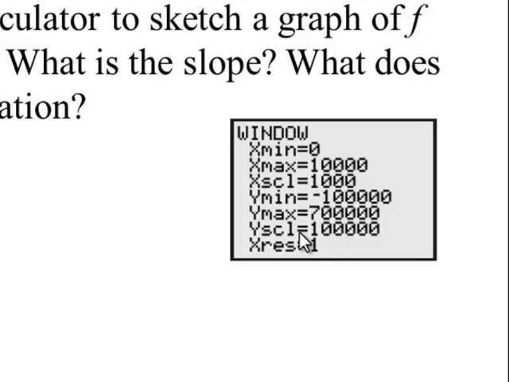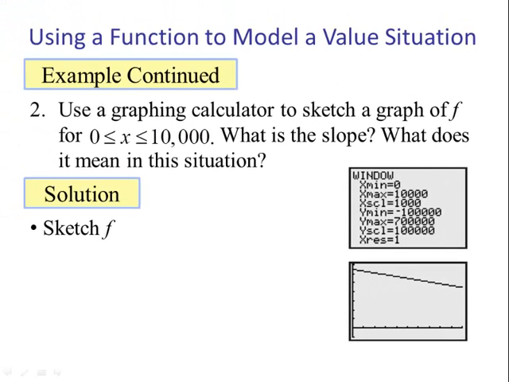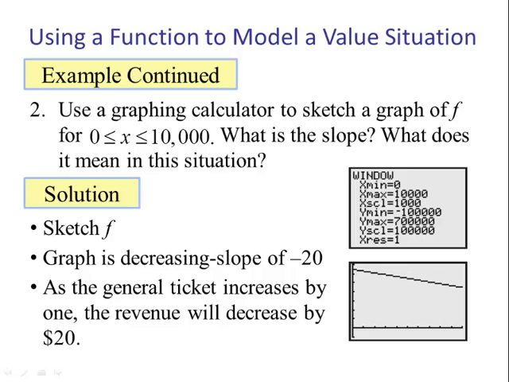For the y min and the y max, I'm going to set the min at negative 100,000 and the max at 700,000, and I'm going to count by 100,000. Hit graph. This is what my graph looks like. As we see from the graph, this is a negative slope, and from the equation, we know that the slope is negative 20. What does that mean in terms of this problem? That means as the general tickets increase by 1, the revenue will decrease by $20.